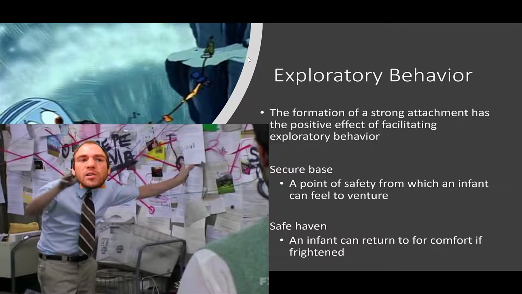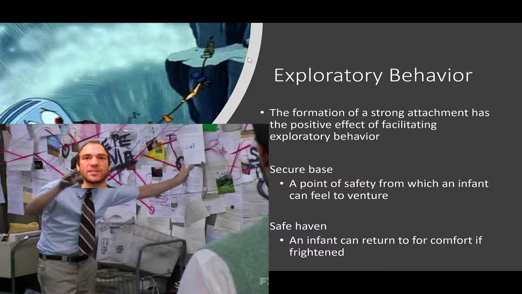Exploratory behavior. The formation of a strong attachment has the positive effect of facilitating exploratory behavior. Secure base, a point of safety from which an infant can feel free to venture, and a safe haven an infant can return to for comfort if frightened. So the idea here is that an infant knows that there is a caregiver, someone that they're attached to, in the room, and therefore they can explore and interact with the world from a secure base.